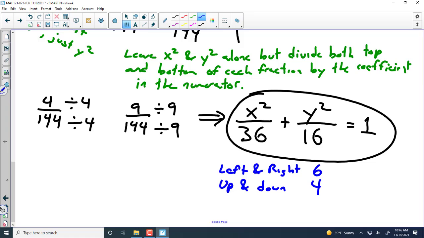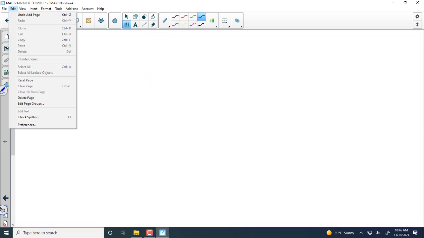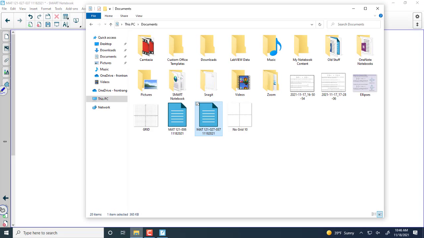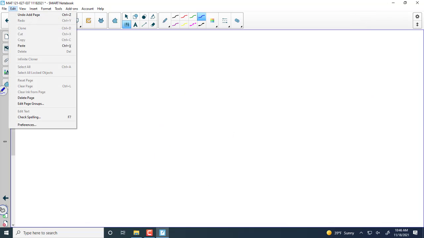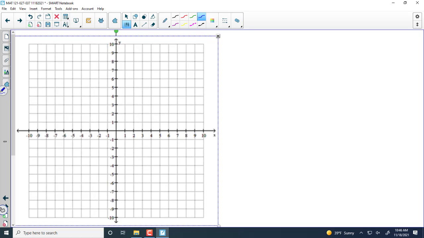Okay, so let's draw an ellipse together, everyone. Let's draw an ellipse. Oops, I thought I'd already copied this. Copy, edit, paste. And I'm going to do this in a nice big one because I'm actually going to draw on this graph a little bit. I'm going to add some stuff to this graph after we draw our ellipse.